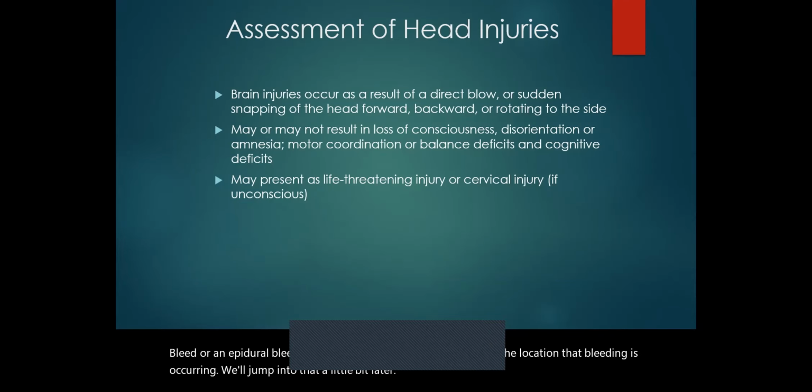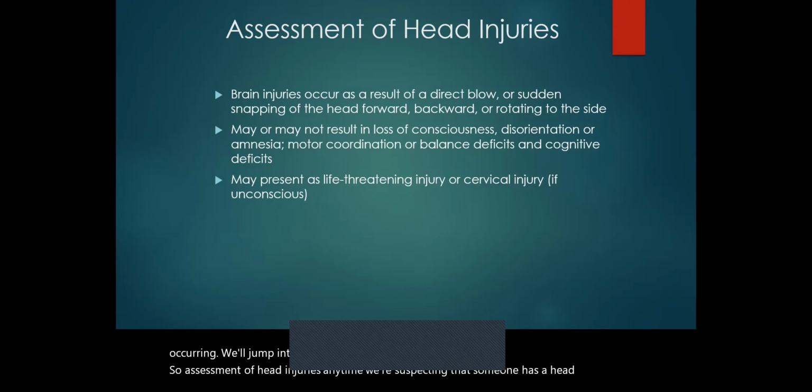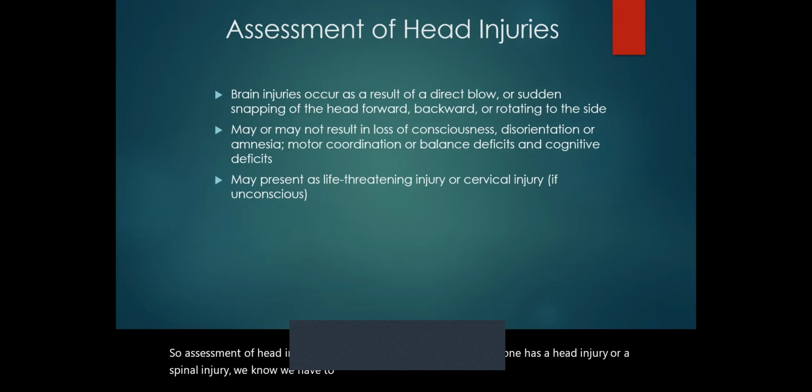So, assessment of head injuries. Anytime we're suspecting that someone has a head injury or a spinal injury, we know we have to use a lot of caution, because even tiny, small, deliberate motions could make that injury a lot worse. Not to the extent that the initial trauma had caused, but we're definitely not going to try to pull someone up off the field if we suspect they might have a head injury, because any type of motion could make that a little bit worse.